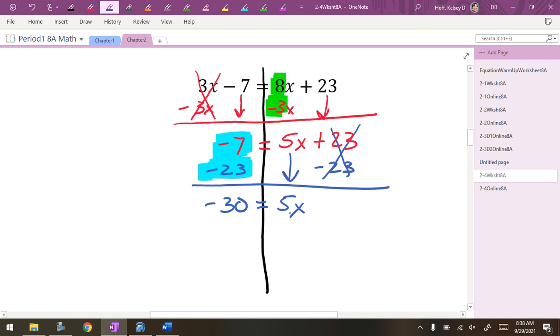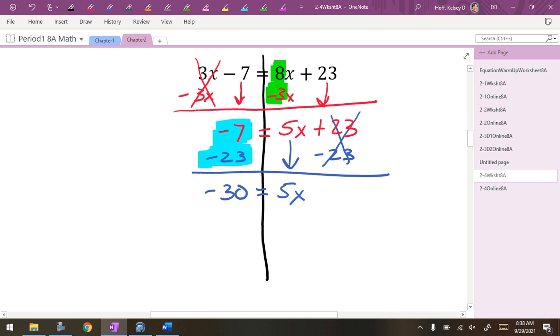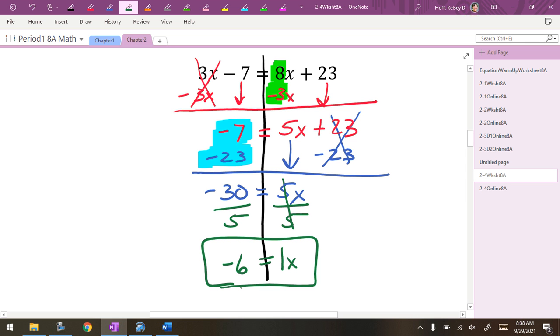Courtney, I need that x to have a 1 in front of it. What do I need to do to make that 5 become a 1? Very good. We're going to divide both sides by 5. My 5's canceled to become a 1x. Negative 30 divided by 5 is negative 6. Negative 6. This doesn't seem so bad, does it?